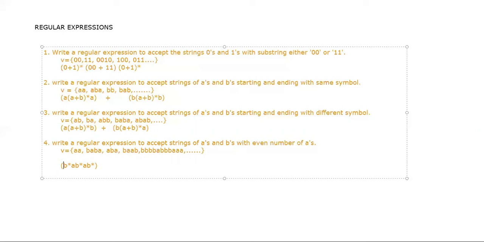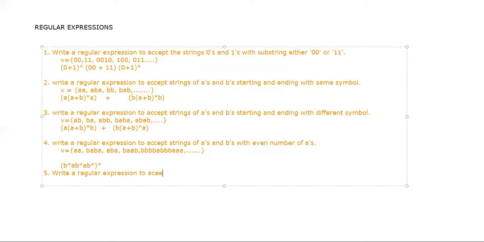But what about 4 A's, 6 A's, 8 and all? So we try to have a whole star. So it is B star, A B star, A B star, whole star. That also would obviously indicate whatever strings you wanted. It would work accordingly. You can just check that. So let's move on. I know I'm pretty much fast because it is not much confusing or difficult. We can just easily say that.